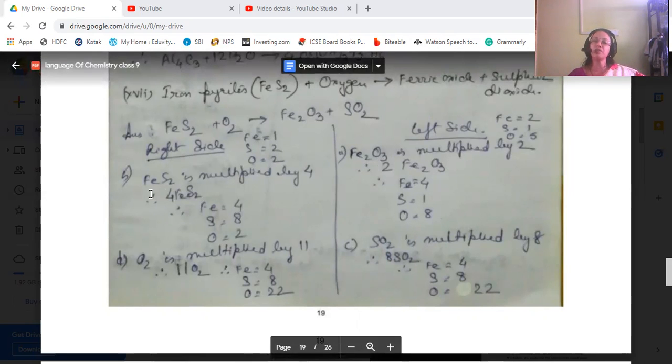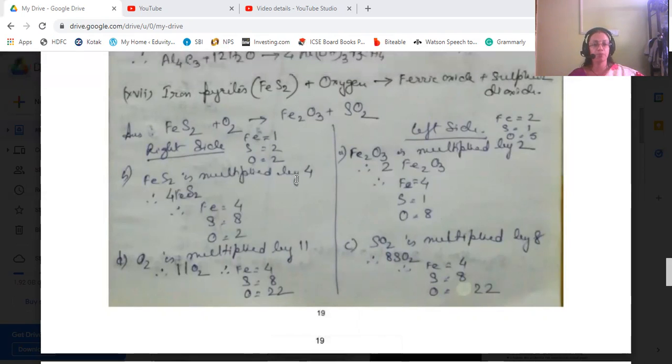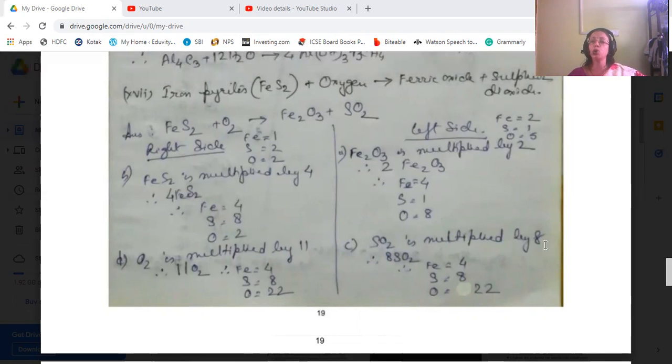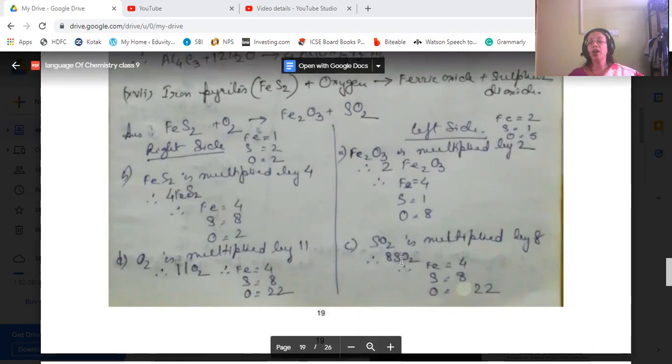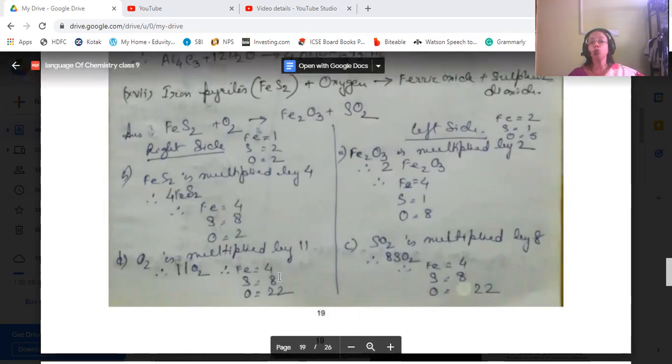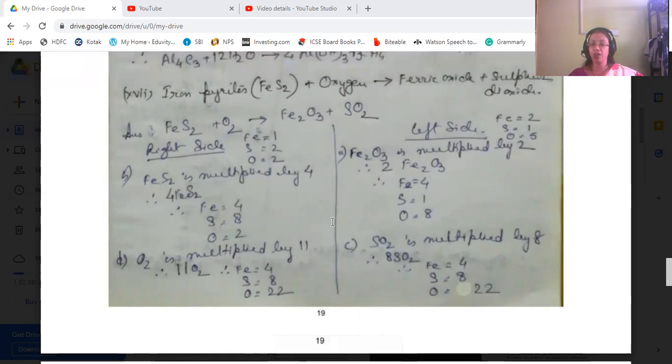Now, second step is FeS2 is multiplied by 4. Okay, then it becomes Fe is equal to 4, S is equal to 8, O is equal to 2. Then again, we come to the product side. SO2 is multiplied by 8. So 8 SO2 it becomes. So that means Fe is equal to 4, S is equal to 8, O is equal to 22. Then O2 is multiplied by 11 now.